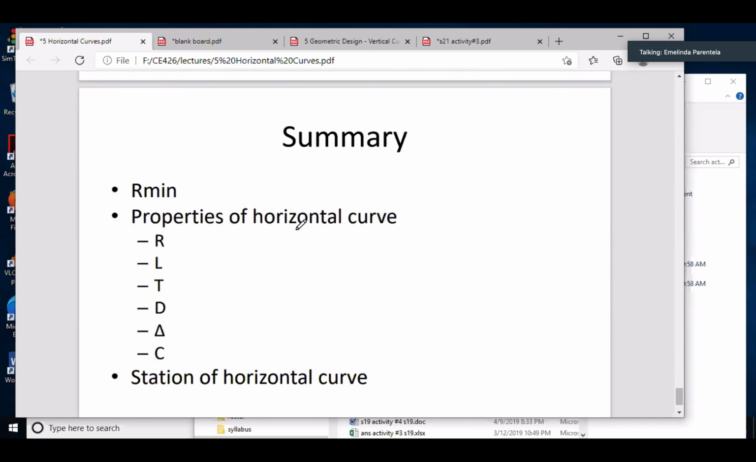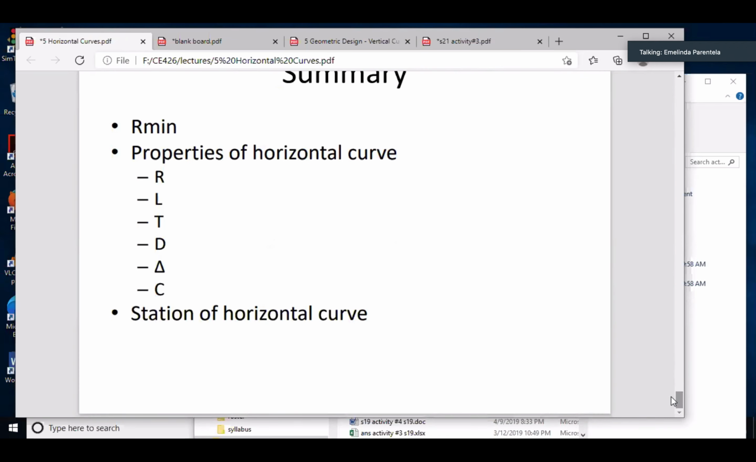Here, what we did was, as you already learned, how to calculate the minimum radius of horizontal curve, and then we established the properties of horizontal curve. Especially, you learned how to lay out the curve and the stations of horizontal curve. Always remember that your beginning station is the point of curvature, the end station is the point of tangency, and the point where the two tangents meet is always your PI. This is the one that is most of the time given.